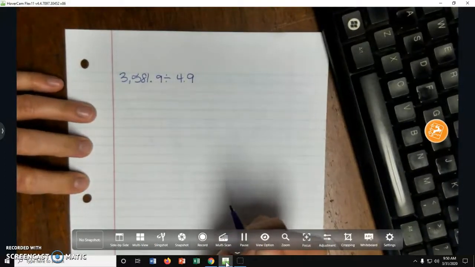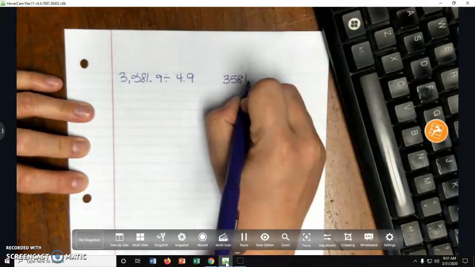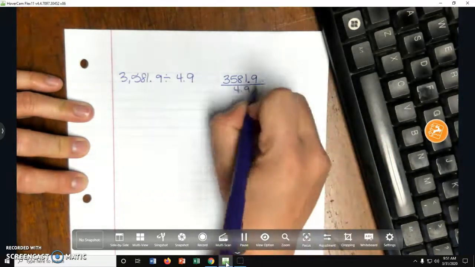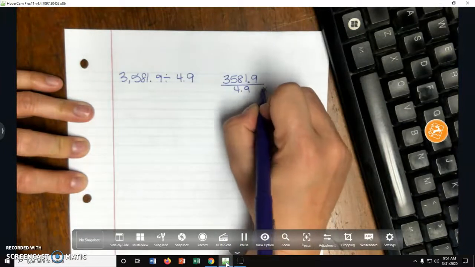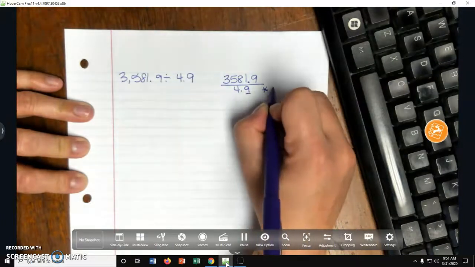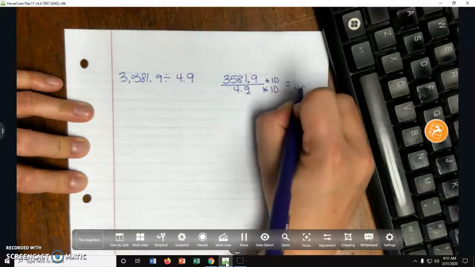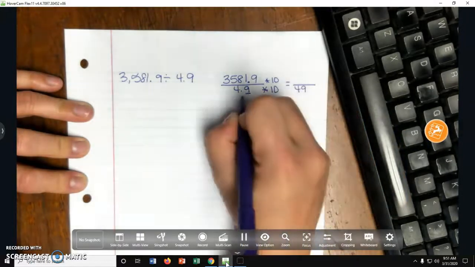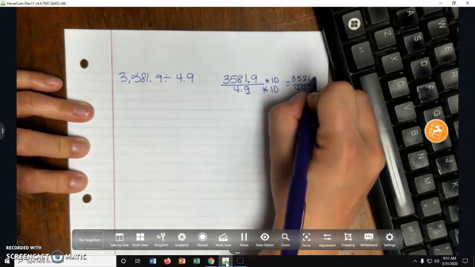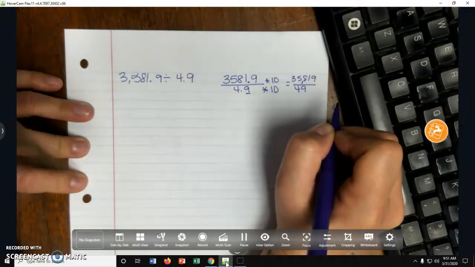You can do this multiple different ways. Again, we'll go ahead and rewrite it as a fraction. 3,581 and 9/10 divided by 4 and 9/10. We have to clear the decimal in our divisor. There's one digit after the decimal, so we need to multiply by 10. It's going to shift that decimal one place to the right. 49 is 10 times bigger than 4 and 9/10. This is going to become 35,819 divided by 49.